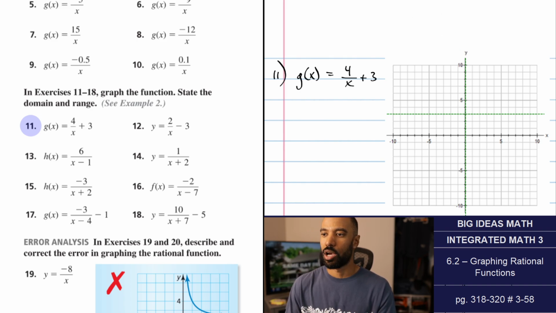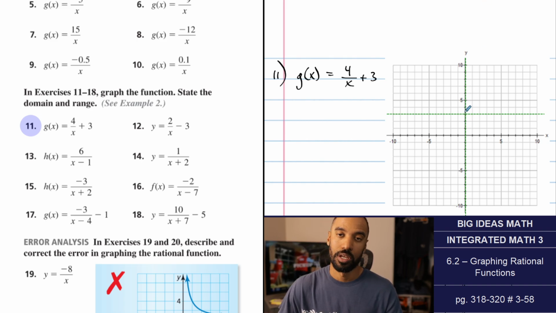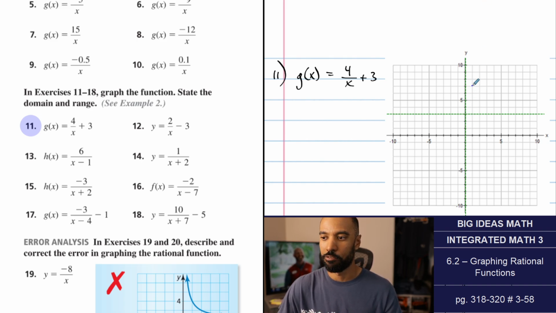Okay, so now this is like my new origin. So 4 divided by 1 is 4. That's how I'm going to do this. 4 divided by 2 is 2. 4 divided by 4 is 1. Okay. 4 divided by 8 is 1/2. 4 divided by 1/2 is 8. That's 8 up is at 11. Can't really fit it, but I can sort of.